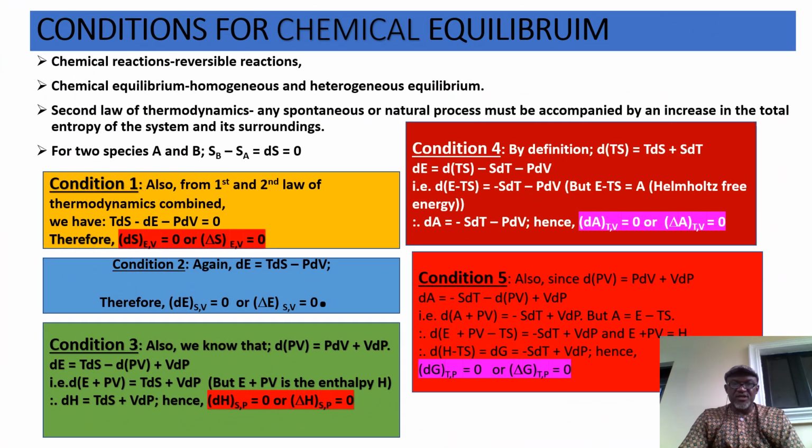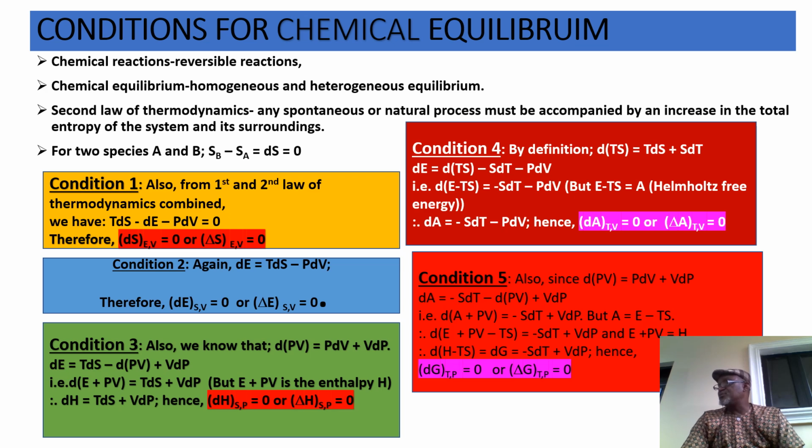Now, conditions for chemical equilibrium. There are conditions that we will observe when we say we have chemical equilibrium. Of course, again, we are talking about homogeneous and heterogeneous equilibrium. Now, using the second law of thermodynamics, any spontaneous or natural process must be accompanied by an increase in the total entropy of the system.